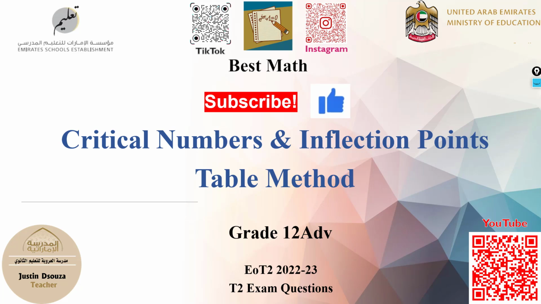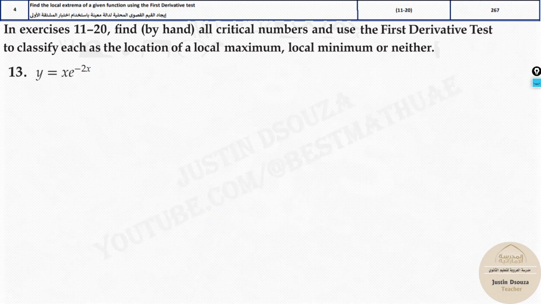In this video, we will see how to solve for critical numbers and inflection points using a shortcut table method. Here we have a question, y is equal to x e to the power minus 2x. How would you find the critical number? Using the first derivative test, we have to derive it, isn't it? We have to use the product rule.